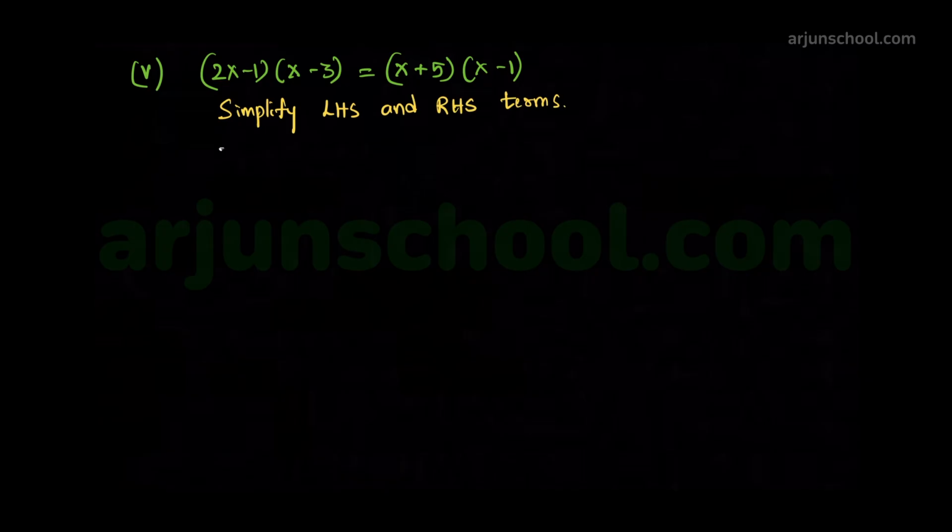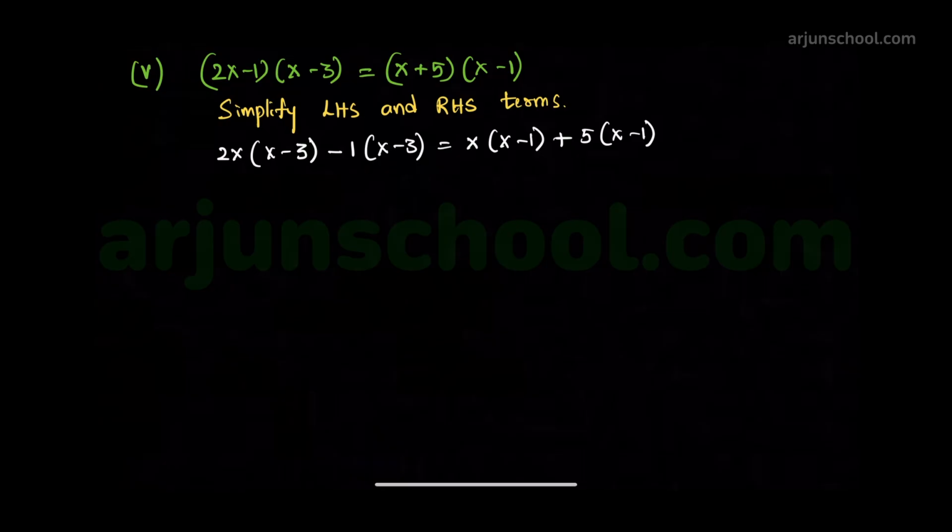LHS becomes 2x into (x minus 3) minus 1 into (x minus 3) is equal to, RHS becomes x into (x minus 1) plus 5 into (x minus 1). Let us expand the first term. 2x into x is x square, 2x into minus 3 is minus 6x, and then minus 1 into (x minus 3). Minus 1 into x is minus x, minus 1 into minus 3 is plus 3.